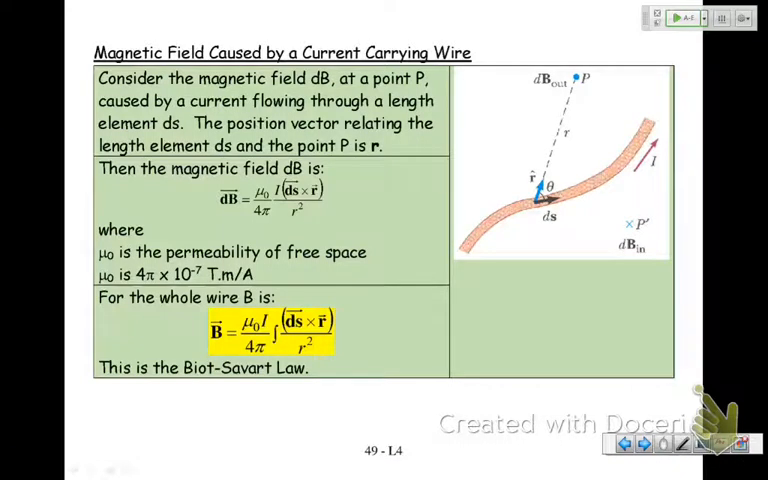So here we are. We have a piece of wire, and let's have a current flowing through that piece of wire. Let's have a bendy piece of wire, and then let's pick a point somewhere in the distance.